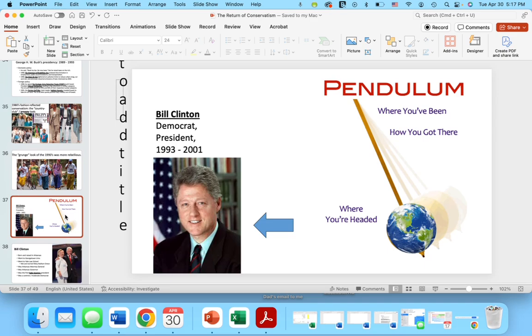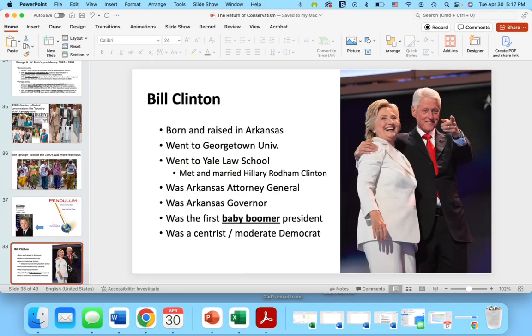Let's now leave the 80s, and the pendulum is going to swing from the right to the left to Bill Clinton, a Democrat, but still, he was pretty moderate, pretty centrist. He's president from 93 to 2001. Bill Clinton's background, and here's his wife, Hillary Clinton, who became Secretary of State and Senator of New York. Bill Clinton was born and raised in Arkansas, went to Georgetown, went to Yale Law School, so good education. He was the Arkansas Attorney General and governor, and he's the first baby boomer to be president, so first one to be born after World War II.